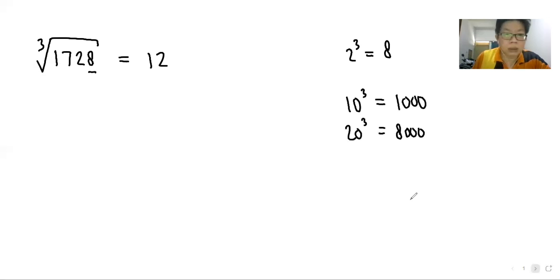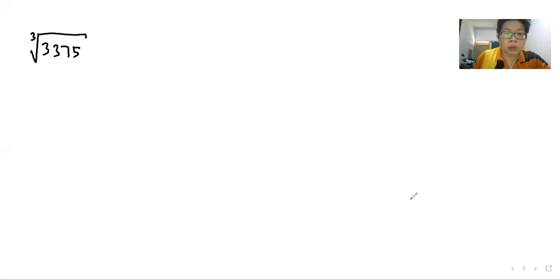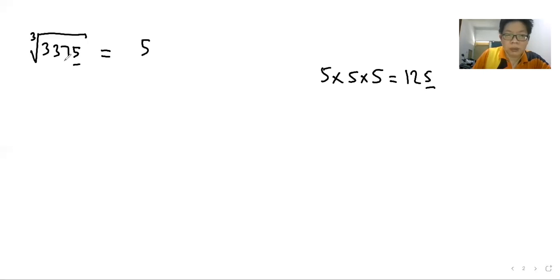Let's try another one. Find the cube root of 3375. We know that the result has 2 digits, the tens and the ones. The ones is quite easy because we know that 5 cubed equals 125. I know this 5 here is the same, so the cube root of 3375 is something 5.